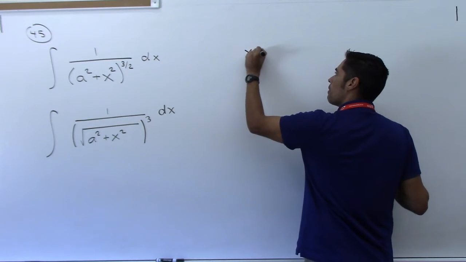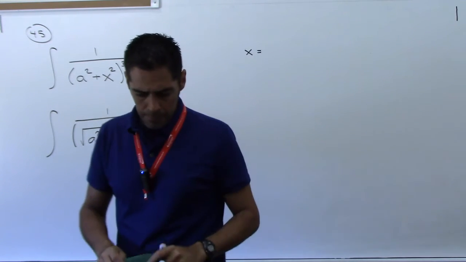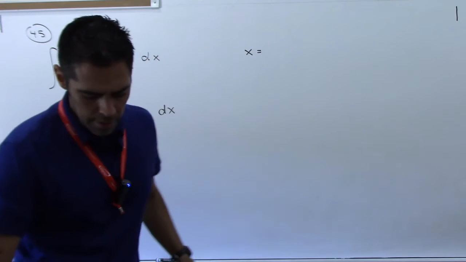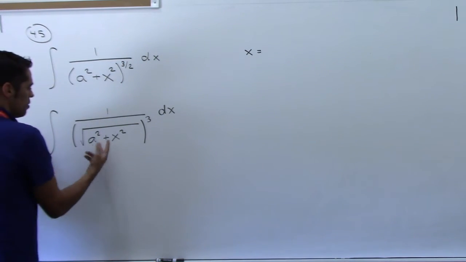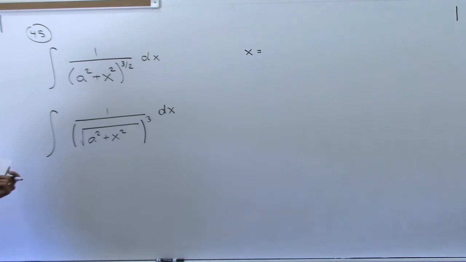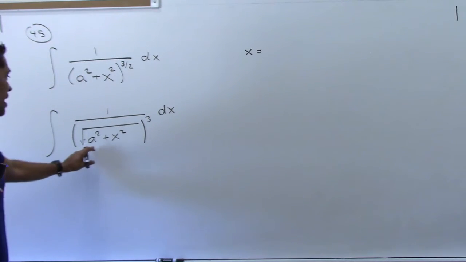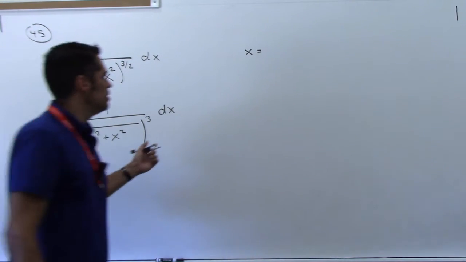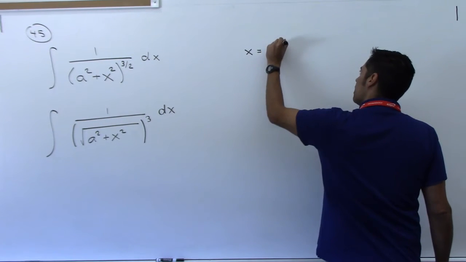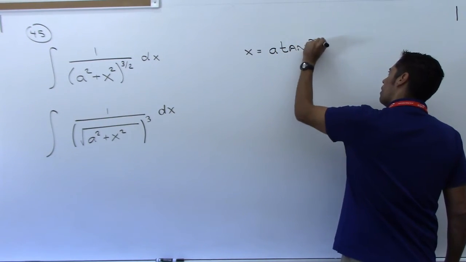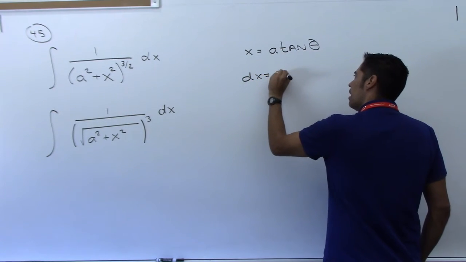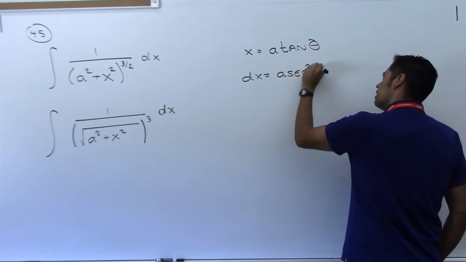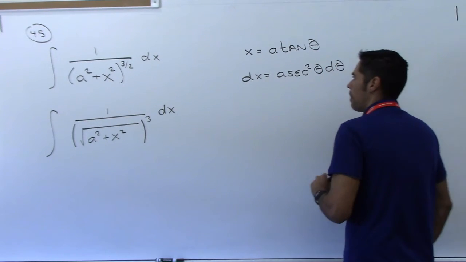Isn't that one also interchangeable? It doesn't matter which way it is. x squared plus a squared or a squared plus x squared, you use the same substitution. x equals a tangent theta. And in this case, a is what? a is a, we don't know what it is. And then the derivative of that is a secant squared theta d theta.